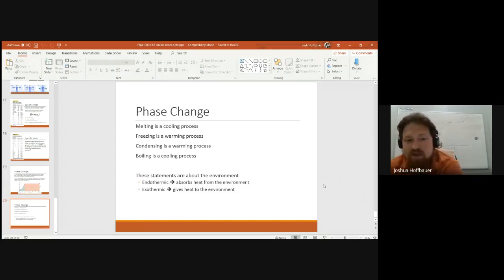The opposite of endothermic is exothermic. The word exo means outward. So an exothermic process is giving heat away to its surroundings, which means that exothermic processes warm up their surroundings. Technically, this includes freezing and condensation. Condensation is the name for a phase change when a gas turns into a liquid.